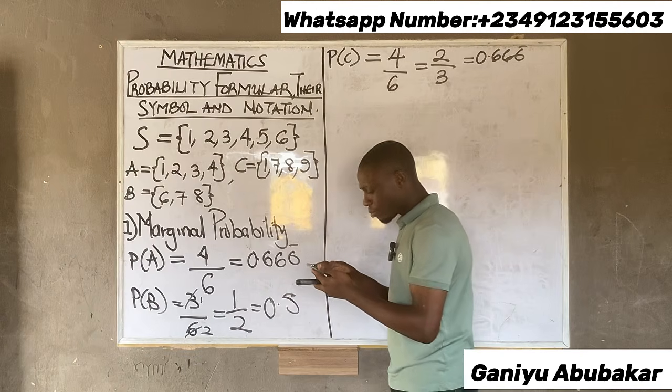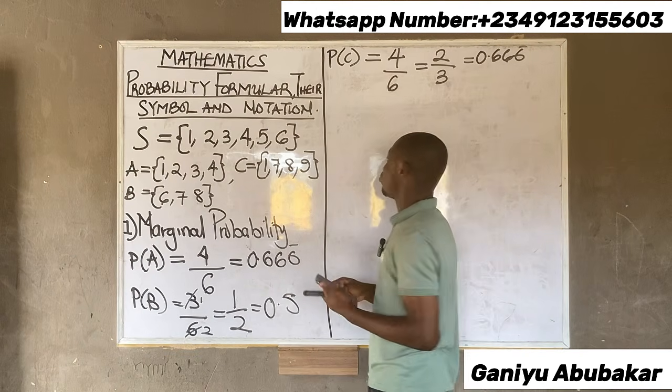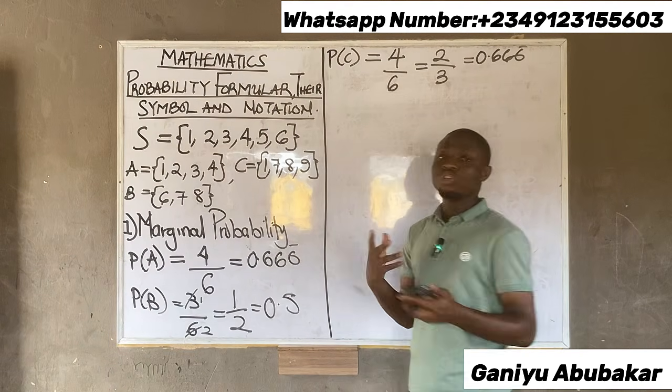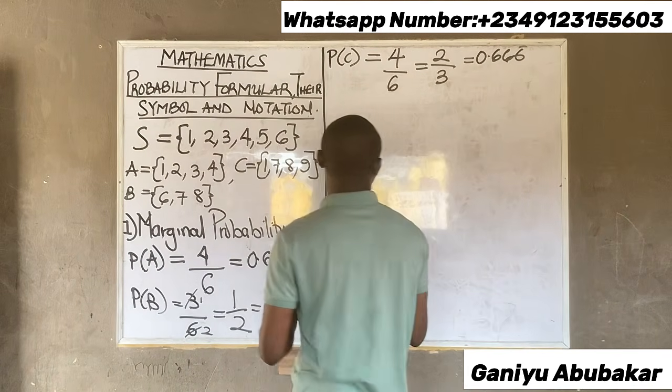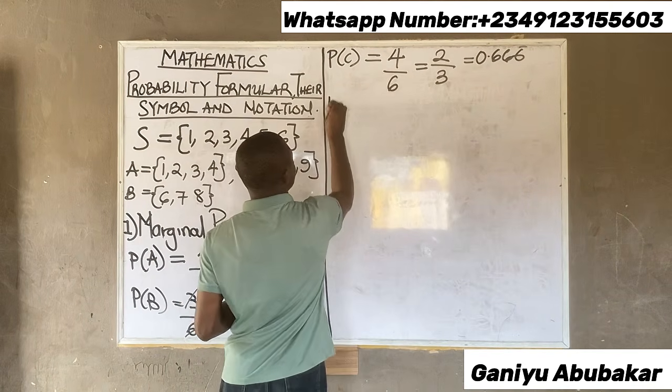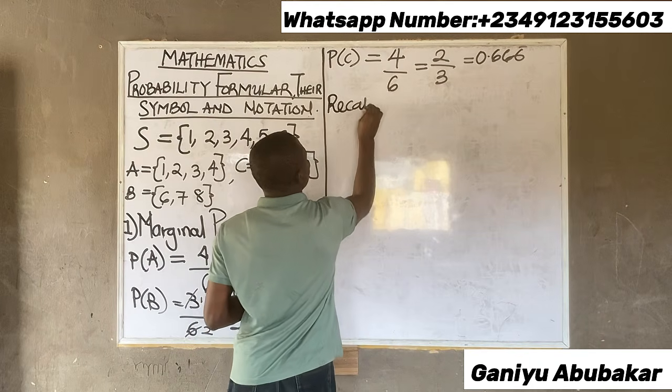Number 2 is called union probability. Before we move to number 2, let's explain something. Please record this.